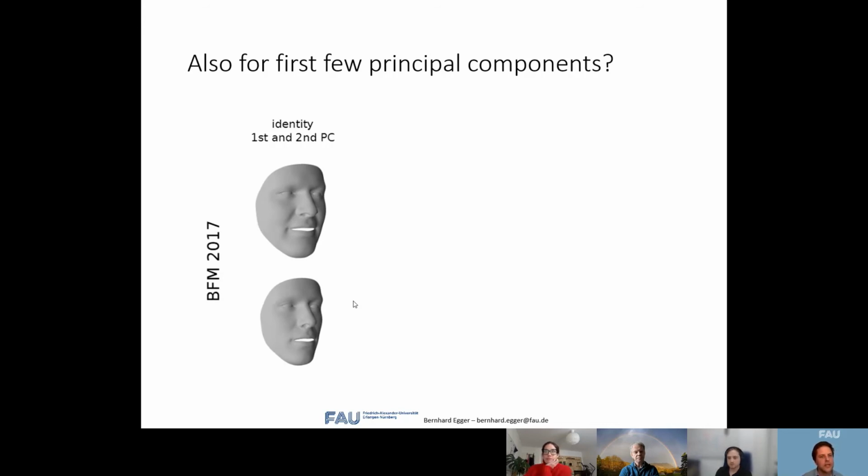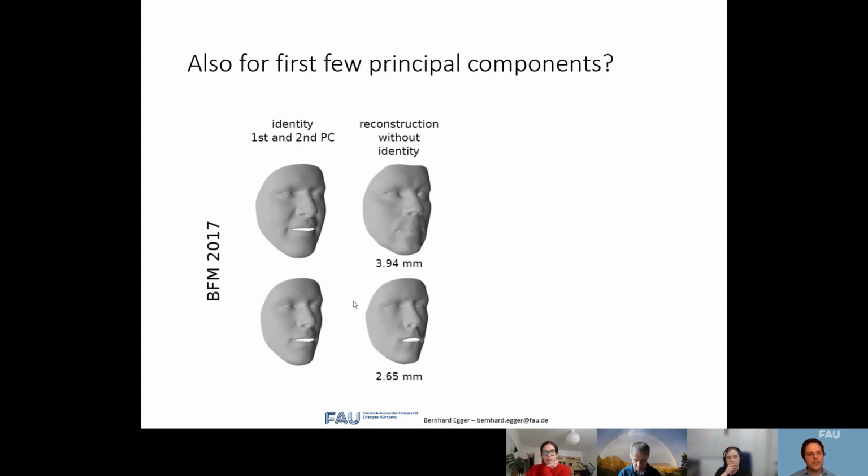So what you see here is 1 or 2 standard deviations of the first principal component, and the lower face is for the second principal component. And then we basically did the same as before: we tried to reconstruct it solely with the expression model and solely with the identity model, and looked at how good that reconstruction looks.